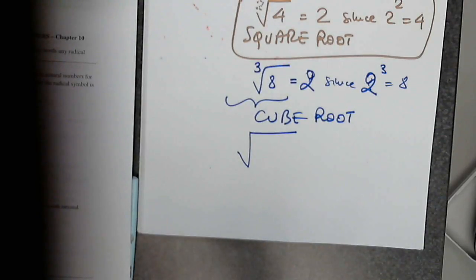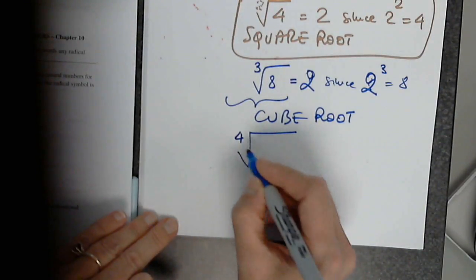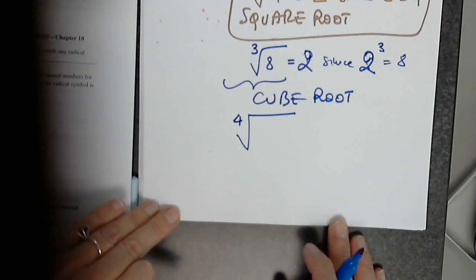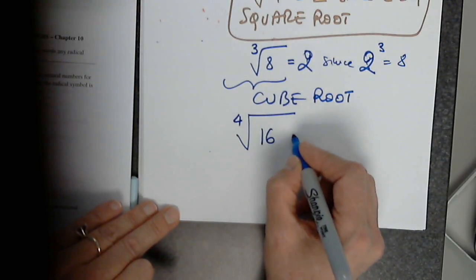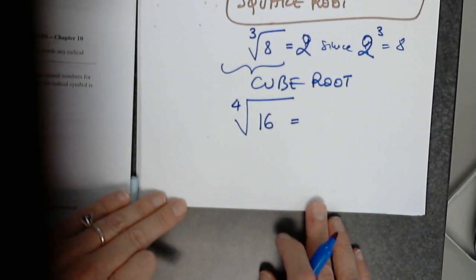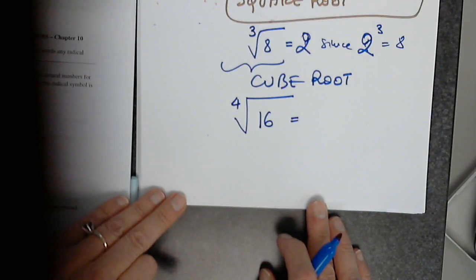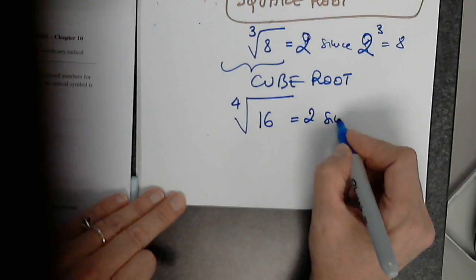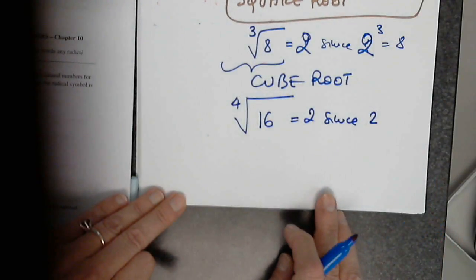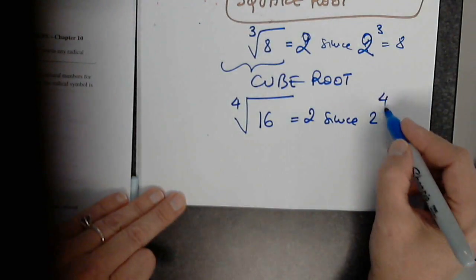Okay, one more. And of course, you got the picture, right? It can be 2, it can be 3, it can be 4. Let's look at 4 also. Let's say of 16, and please tell me what this will be. Yes, 2, since 2 raised to which power? 4th power is 16.